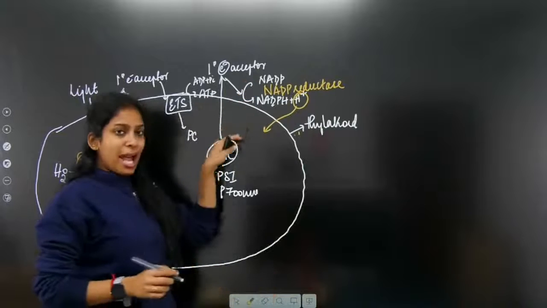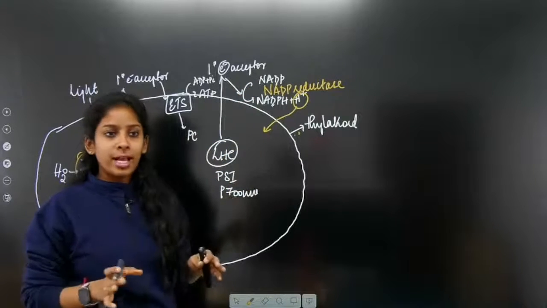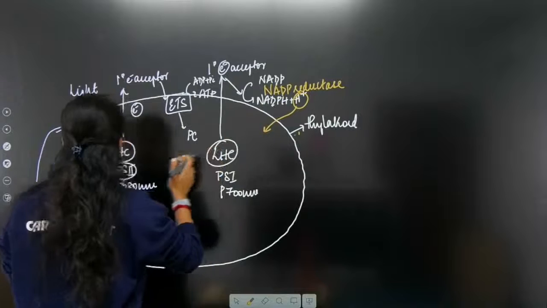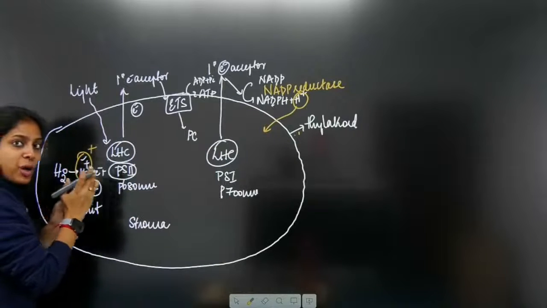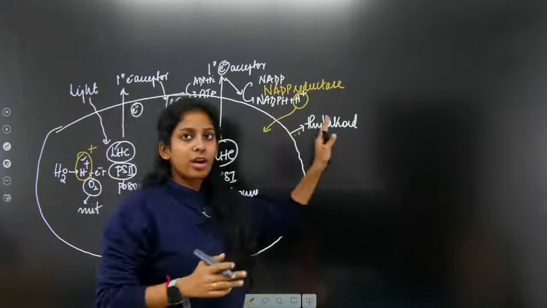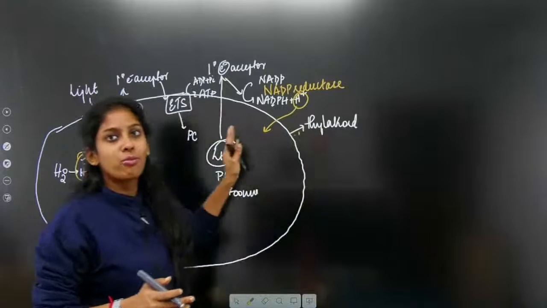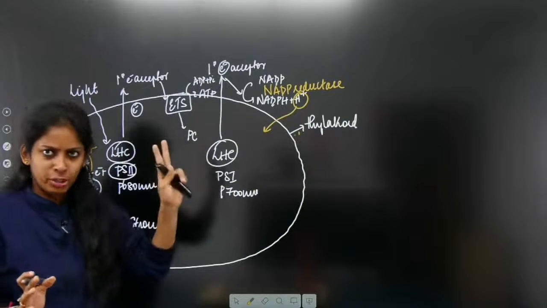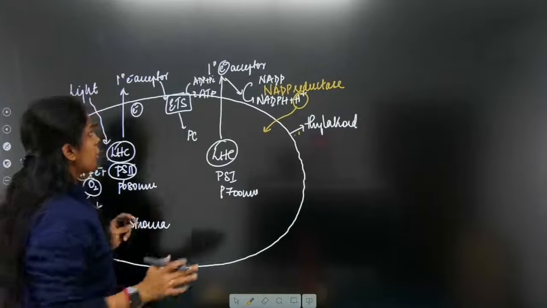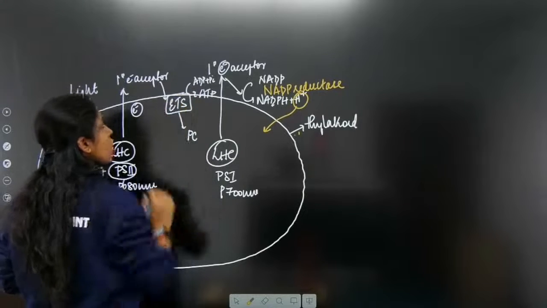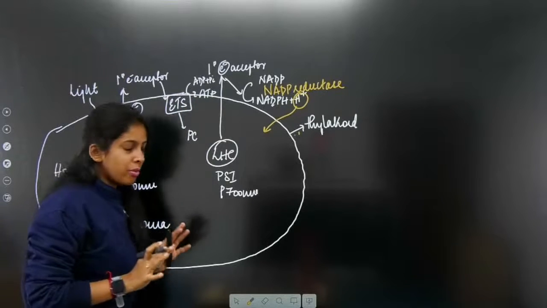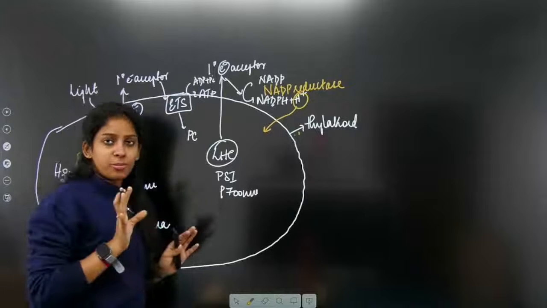So this actually happens inside the stromal lamellae. So because of the splitting of water you have more H plus, because of the reduction of NADP you have more amount of H plus. Two ways, right? The third way is, if you can see, there is something called an ETS, right? ETS is electron transport system.